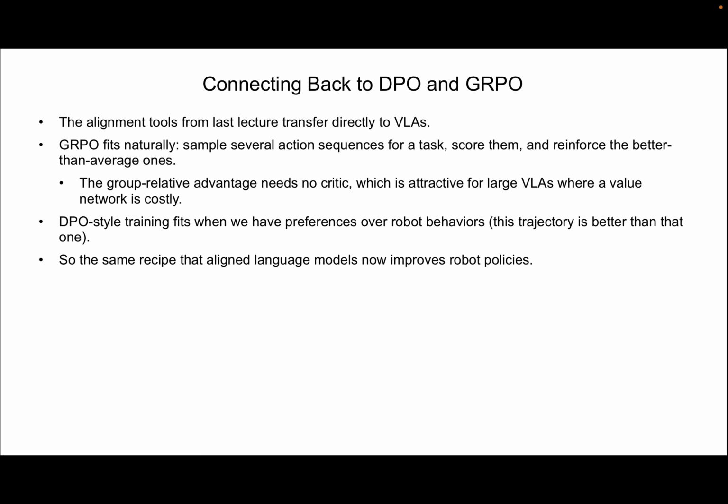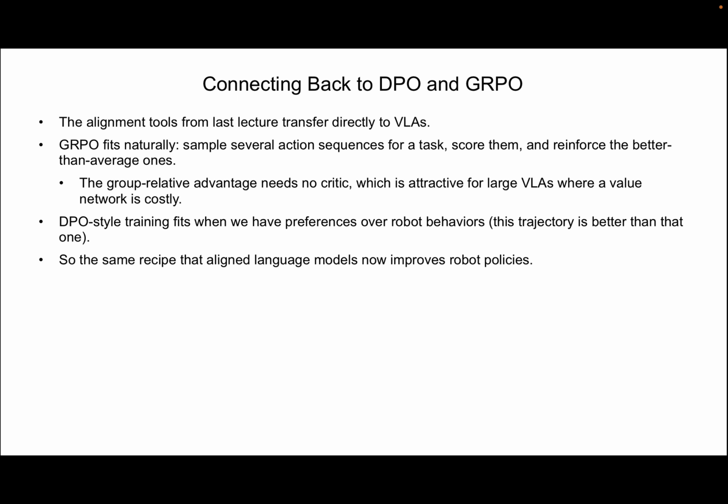The alignment tools from the last lecture transfer directly to VLAs. GRPO fits naturally. Sample several action sequences for a task, score them, and reinforce the better-than-average ones, without a critic network or value network. The group relative advantage needs no critic, which is attractive for large VLAs, where a value network is costly.